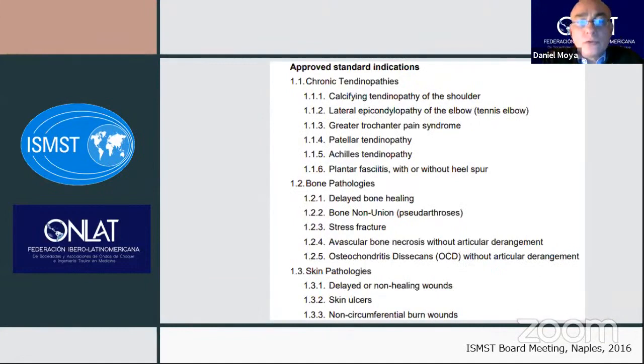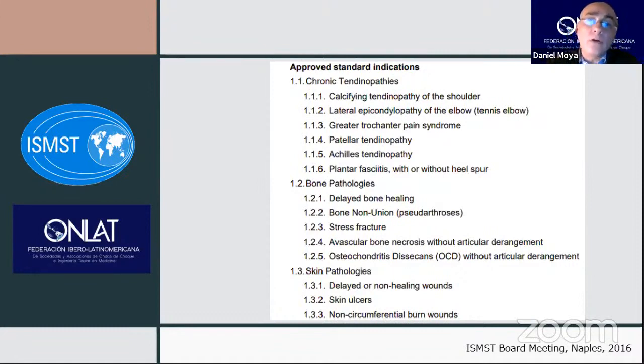This was also approved in 2016 in Naples and are the approved standard indications. There are different qualities of indications, but the approved standard indications are those indications in which there is no discussion about the scientific support to use the shockwaves and radial pressure waves in these conditions.